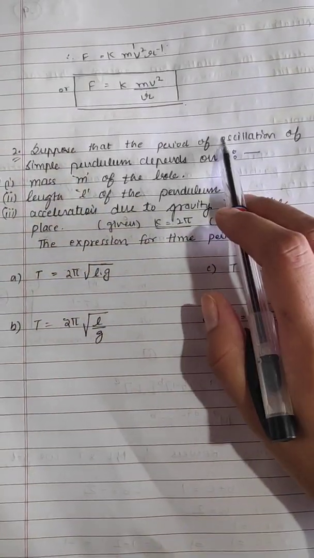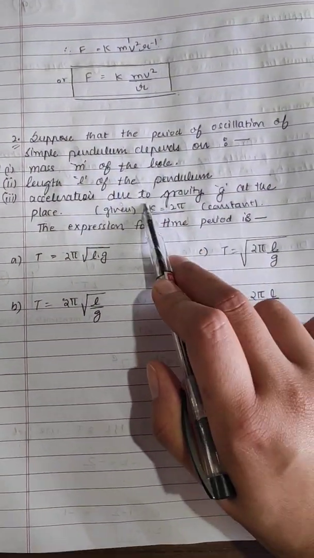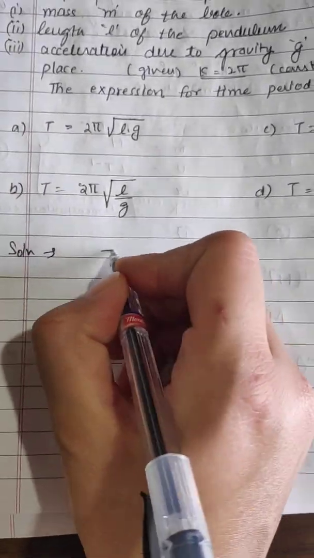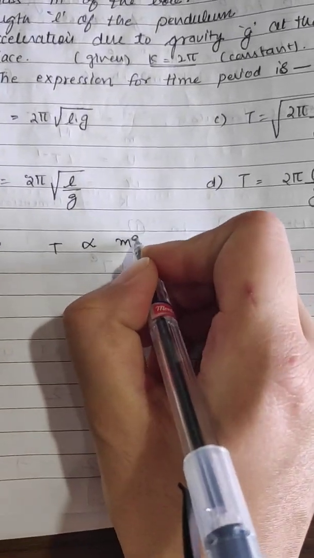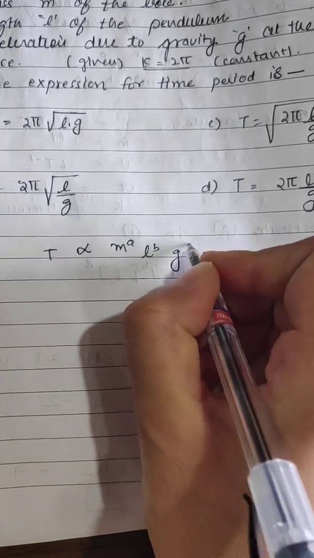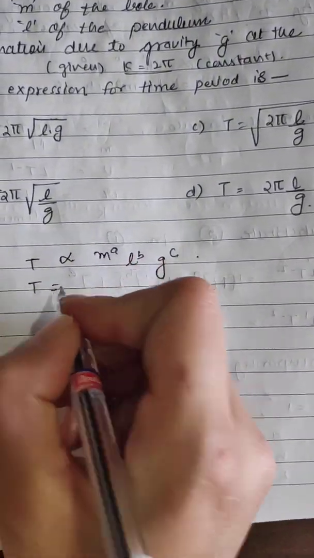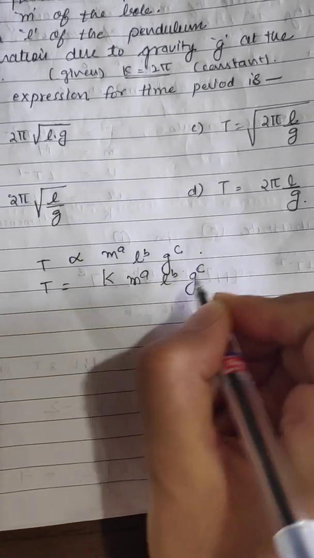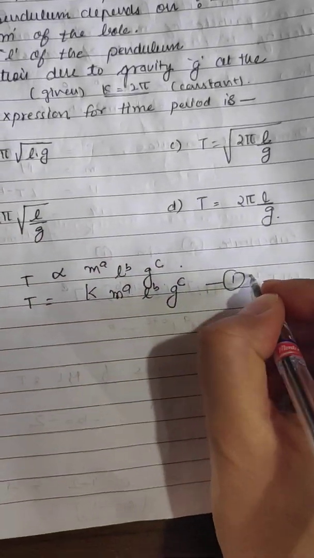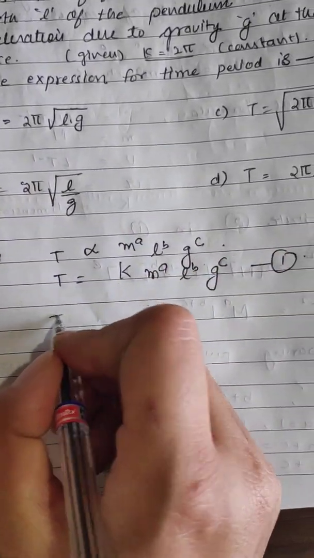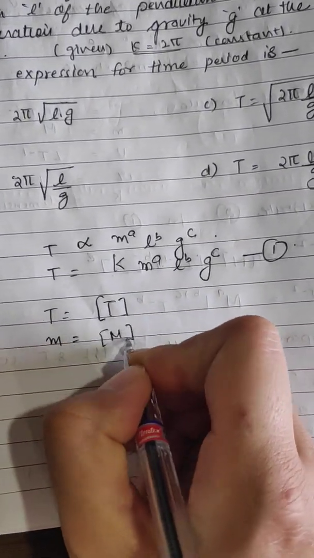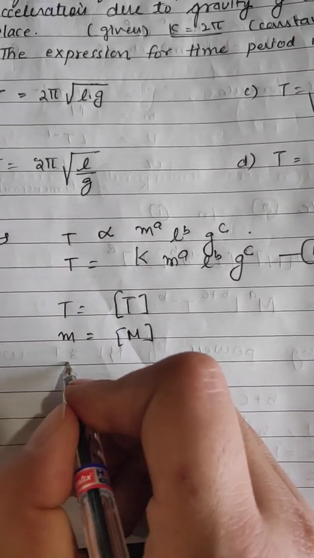Now what is given to you? Time is dependent upon m, L and g. So how will I write? T is directly proportional to m raised power a, because we don't know the powers. In the next step, I'll again introduce the proportionality sign. Give it number 1. Now in the next step, we'll find the dimensions of all the physical quantities. Now this is mass, M. Next is L.